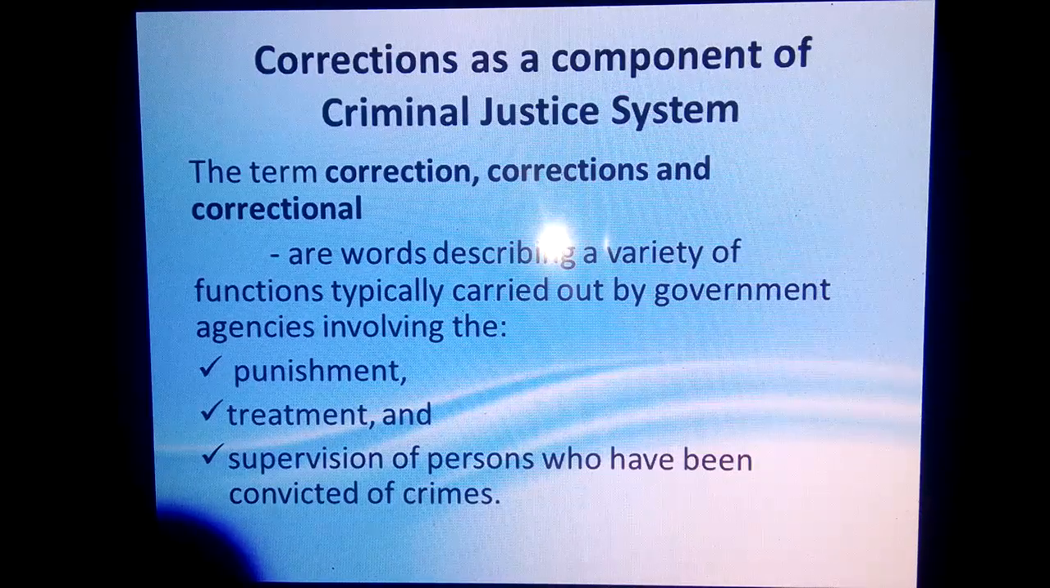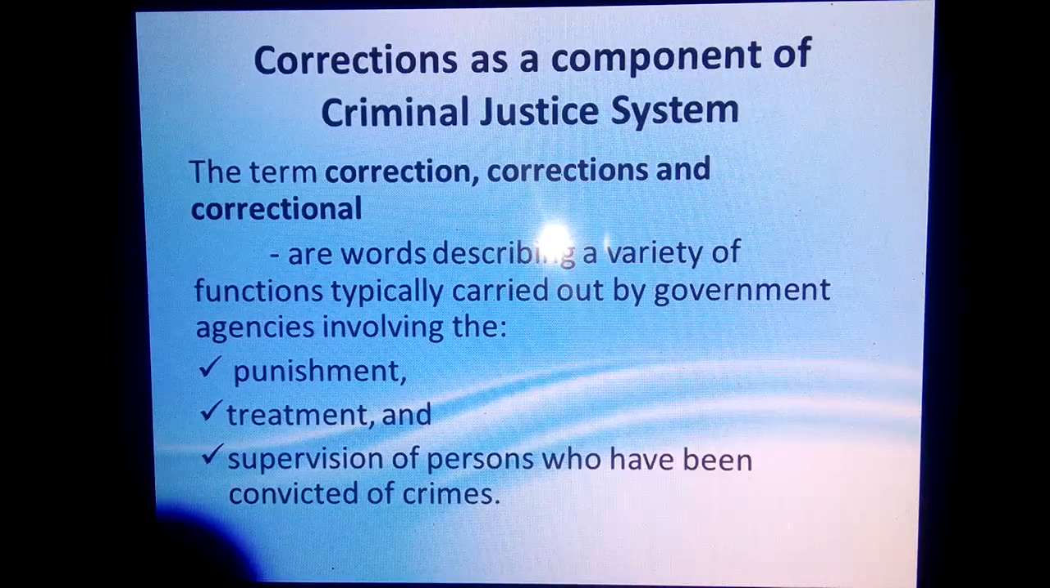And the third one here, we have supervision of persons who have been convicted of crimes. Meaning to say, while the convicted individuals or persons deprived of liberty are serving their sentence inside the prison facilities or penal facilities, they are being supervised by the BuCor personnel or the BJMP personnel in terms of custodial forces, in terms of institutionalizing, or in terms of giving the treatment or the programs inside the penal facilities.